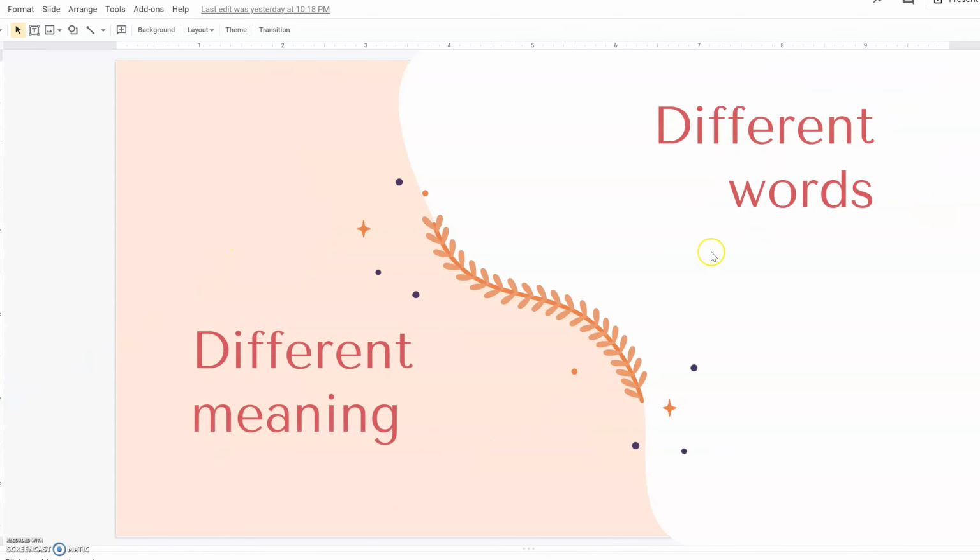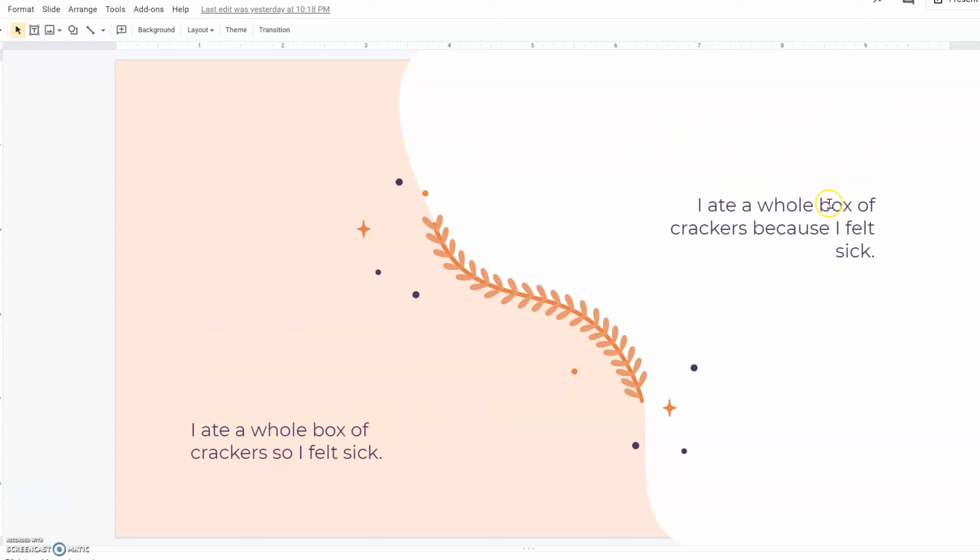So different words are going to carry different meanings, right? Depending on our word choice, we might change the meaning of something. So, I ate a whole box of crackers because I felt sick. Why did I feel sick? We don't know. What did I do because I felt sick? Right, ate a whole box of crackers. So in this one, the cause is I felt sick, and the effect is I ate a whole box of crackers.